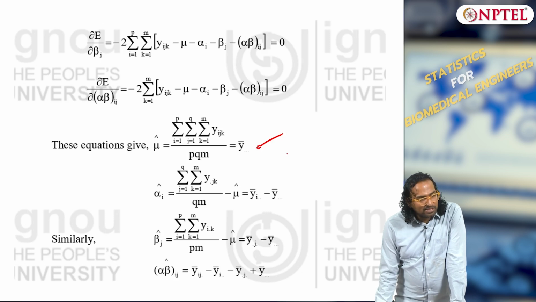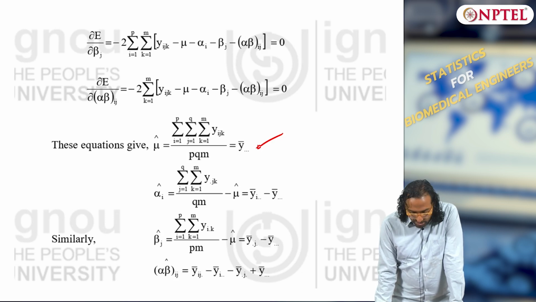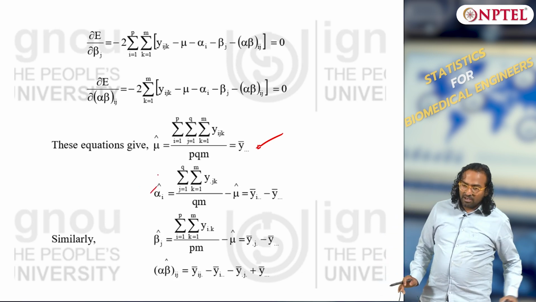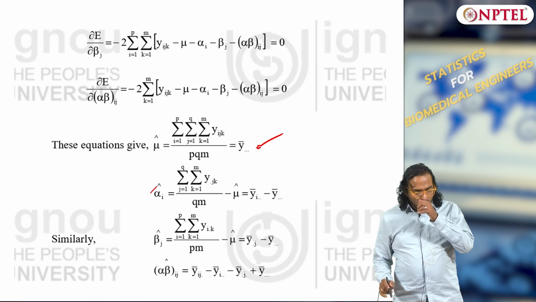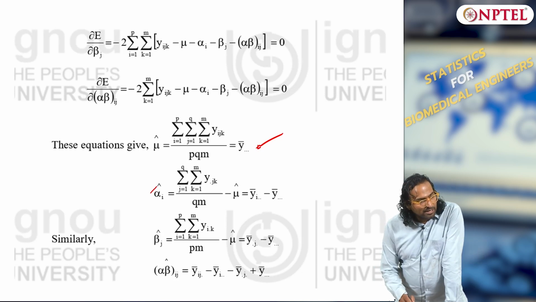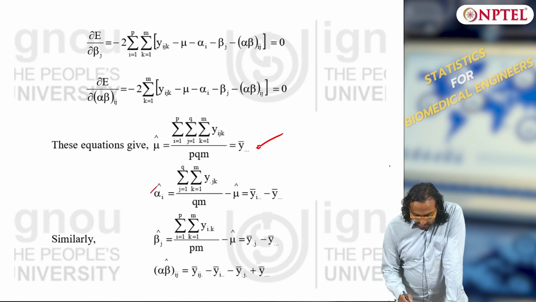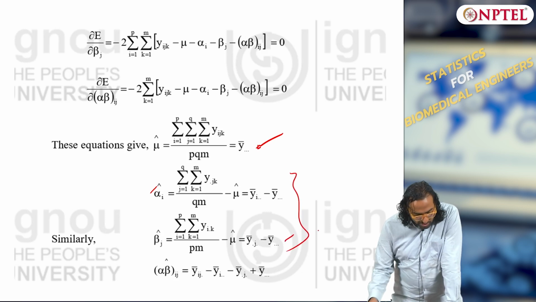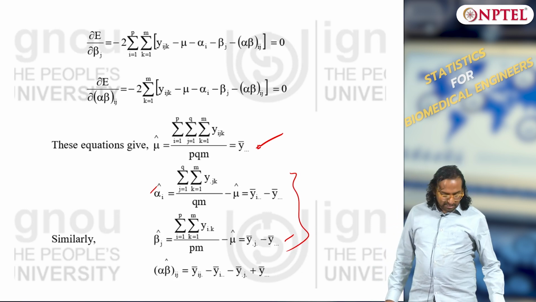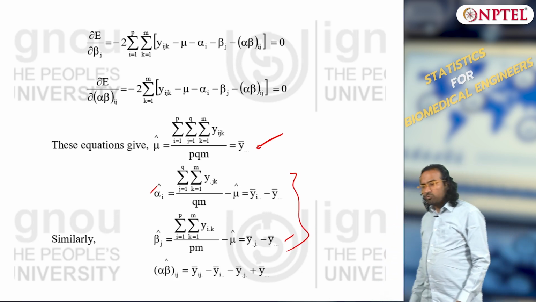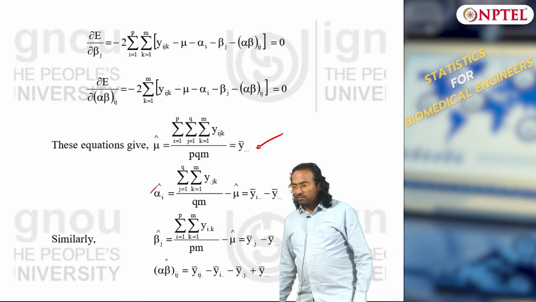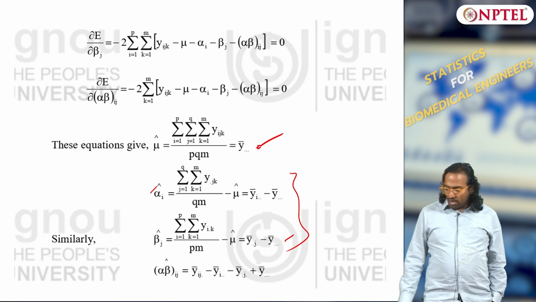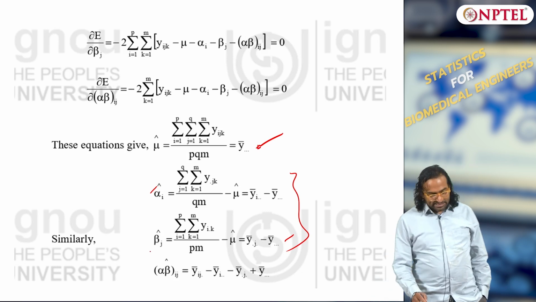So mu hat, as you should have expected, is the grand mean, y bar dot dot dot. Alpha i focuses on the ith row, so it should be y bar i dot dot minus y bar dot dot dot. The other one should be y bar dot j dot minus y bar dot dot dot. Look at this, these two are similar to what you would have seen in RCBD, there is nothing new here, where we considered 2 independent factors. What will be new is your interaction term.